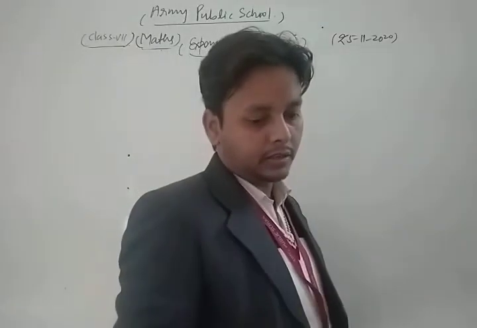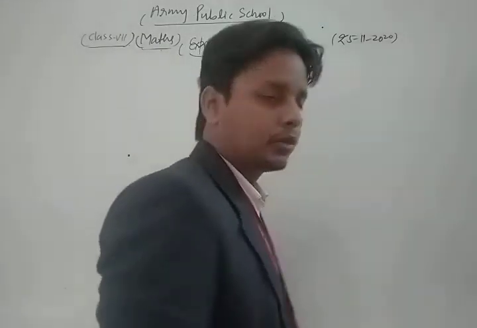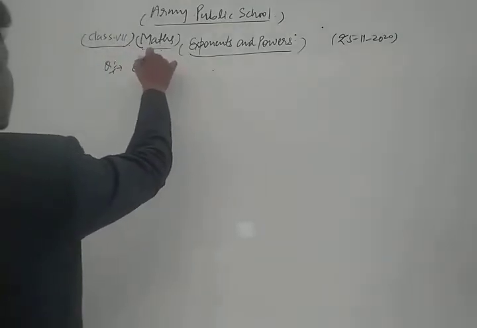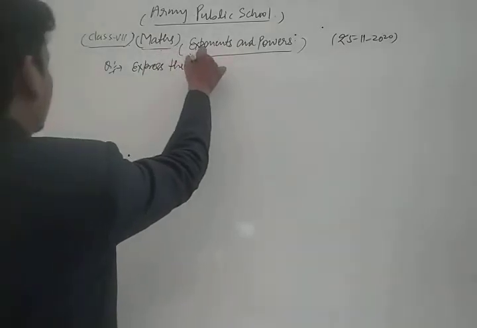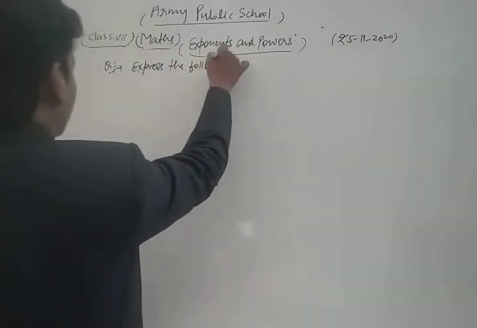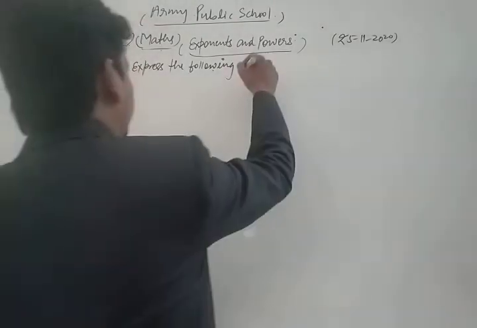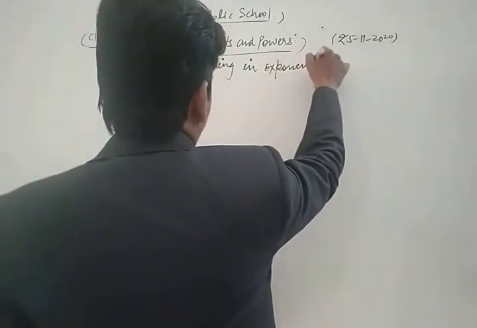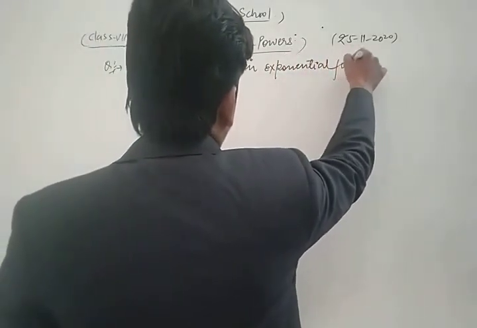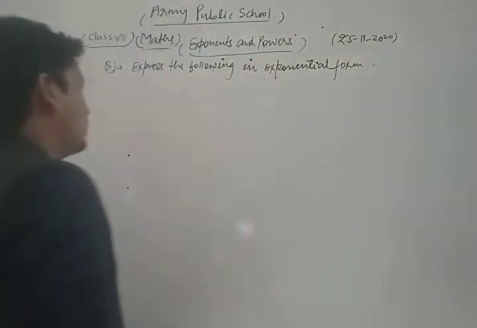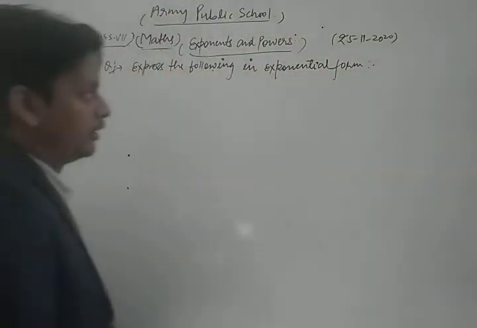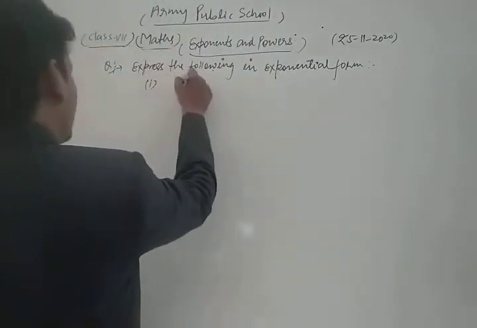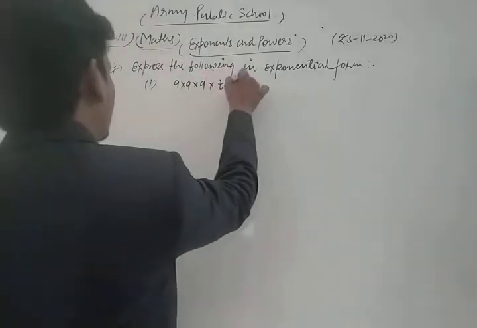Your question is: express the following in exponential form. The first one is 9 into 9 into 9 into t into t.